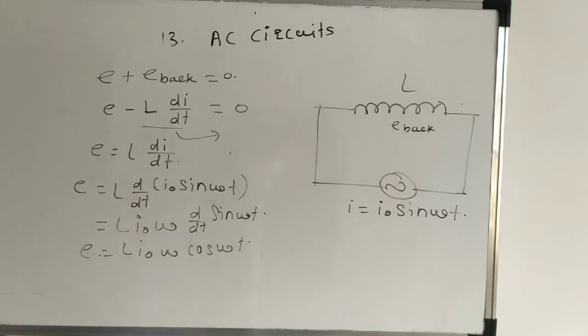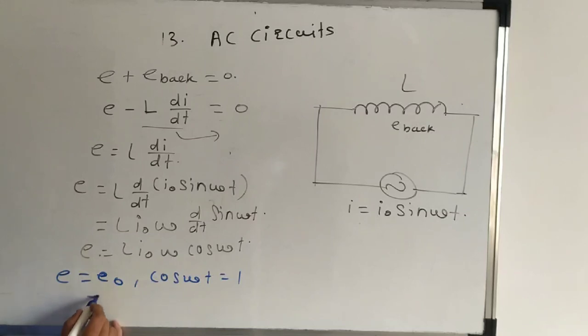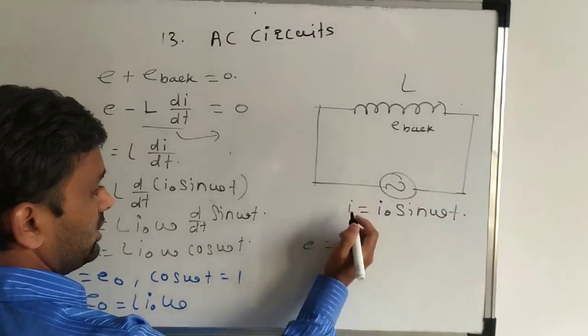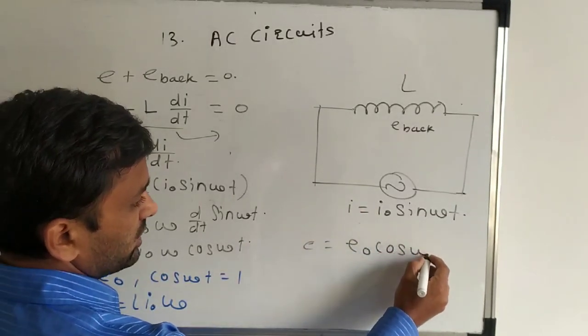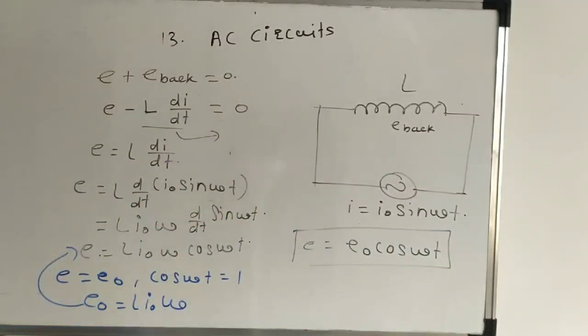The value of E becomes E max, that is the peak value of EMF, when cos omega t becomes 1. Then we can write the equation for the maximum value of EMF as L I naught omega. If we put this value in our equation, then our equation becomes E equals E naught cos omega t. So this is the equation for the applied alternating EMF in this circuit.